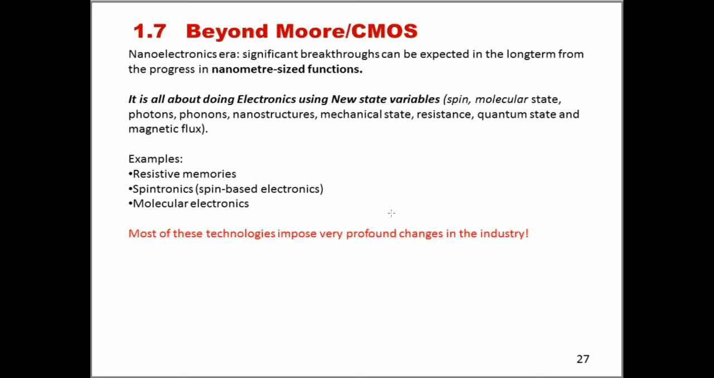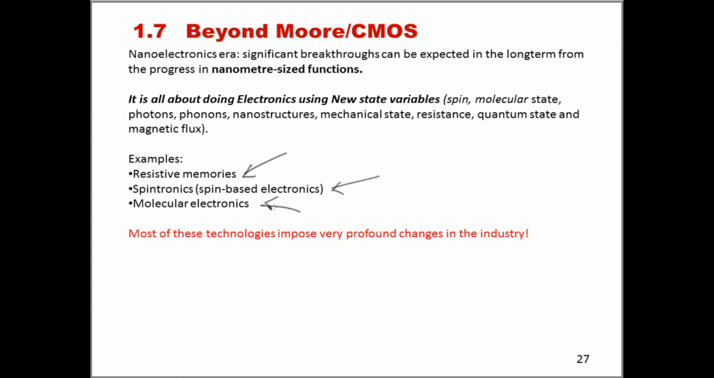devices that have been part of the microelectronics field, we should use now other state variables, for example, spin. So we have spintronics that has been developed, molecular state, phonons, the mechanical state, resistance, and so on and so forth. So examples of devices that are going in this direction: resistive memories, new type of memory technology, spintronics, molecular electronics, and so on and so forth.